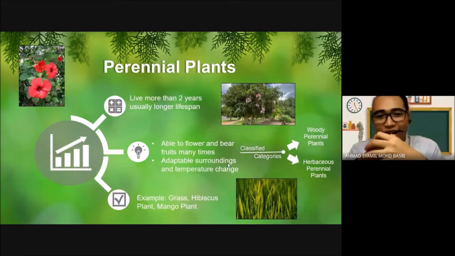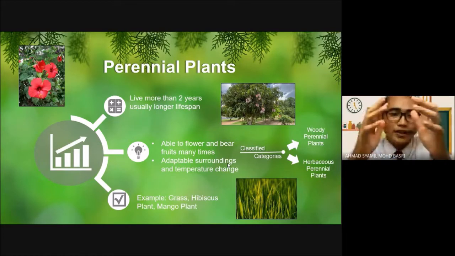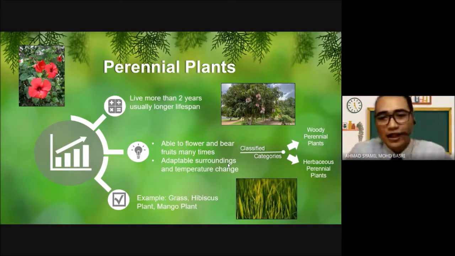Next is the perennial plant. This perennial plant lives more than 2 years because they have a longer lifespan. This plant is able to produce and bear fruits many times, because their lifespan is long. Usually this plant adapts to a stable surrounding and can tolerate temperature change. So this plant can be classified into 2 categories.